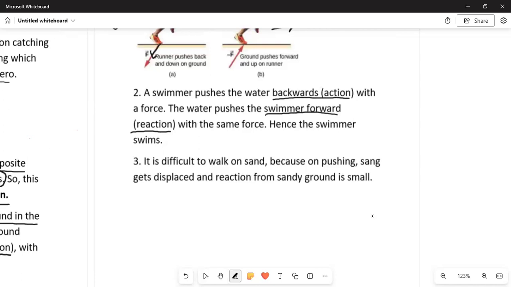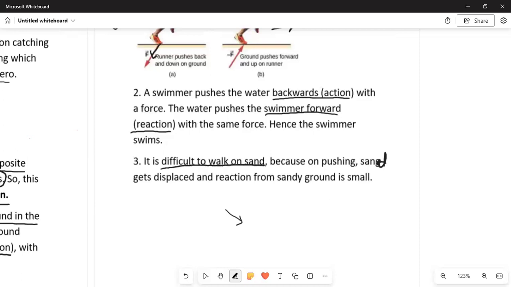Now also see the third statement. It is difficult to walk on sand because on pushing sand, sand gets displaced and the reaction from sandy ground is small. Now whenever we try to walk on sand, what happens? Our leg gets pressed into the sand and the sand does not give us as much reaction as we give to it, and because of which we feel it is very difficult to walk on sand.